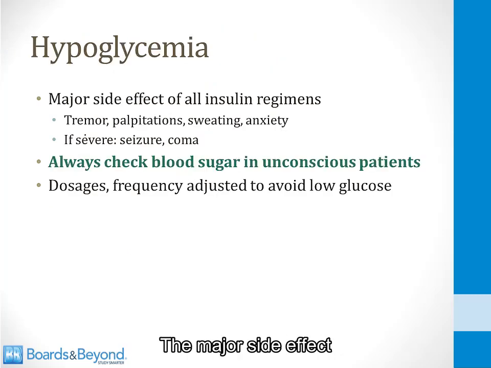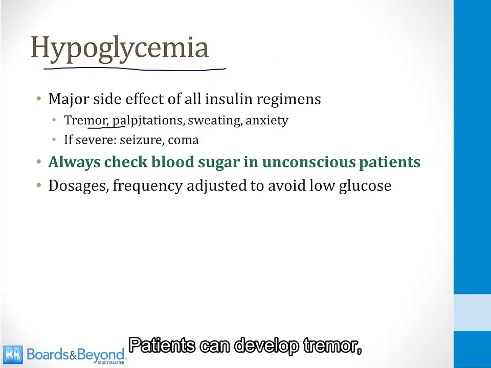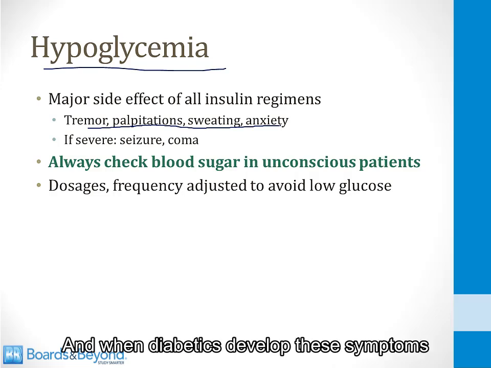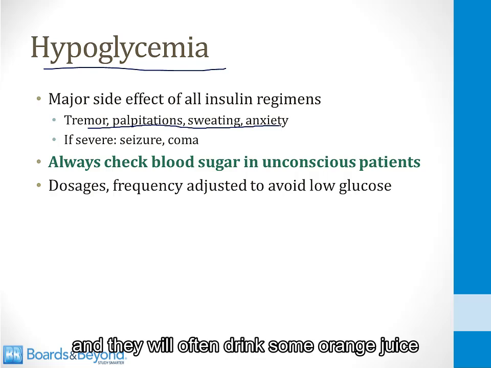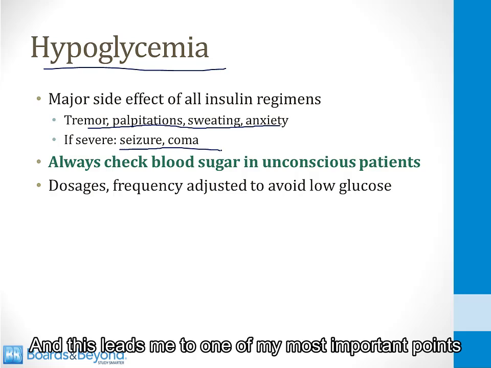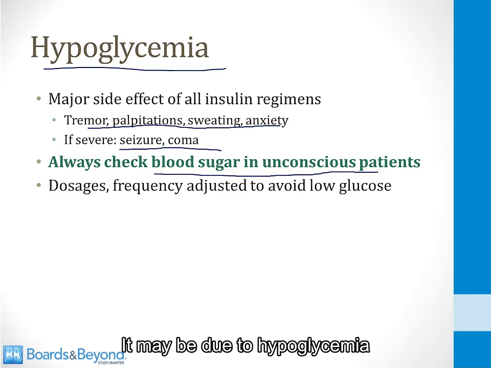The major side effect of all insulin regimens is hypoglycemia. Patients can develop tremor, palpitations, sweating, or anxiety. These are all signs of low blood sugar, and when diabetics develop these symptoms, they become familiar with how to react, and they will often drink some orange juice or eat a cookie or a cracker. If the hypoglycemia is severe, it can lead to seizure or a coma, and this leads me to one of my most important points, which is you always need to check the blood sugar in an unconscious patient. It may be due to hypoglycemia, and that is easily reversible if you identify it as the cause.